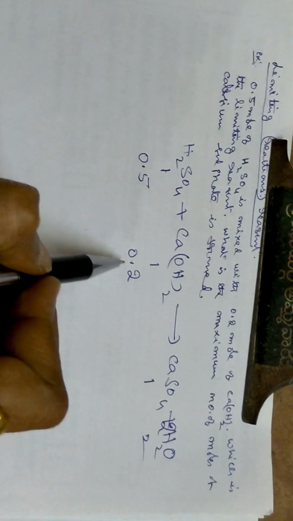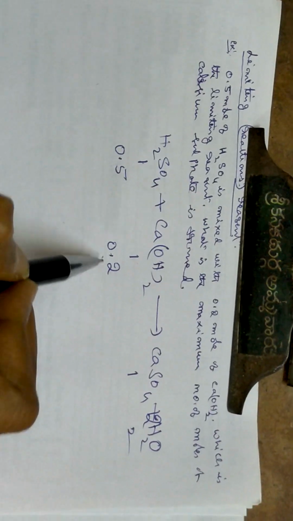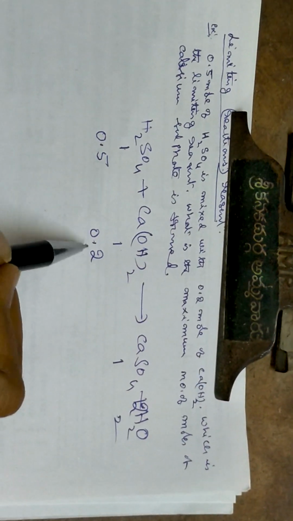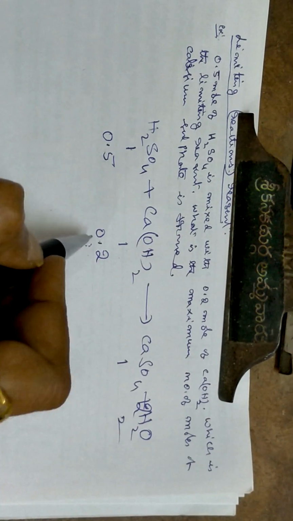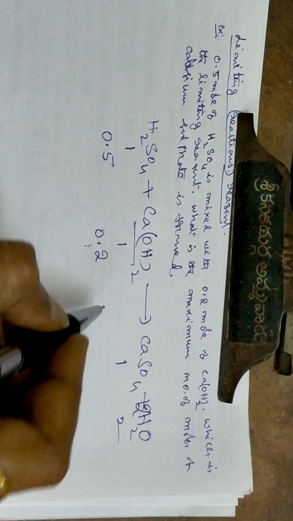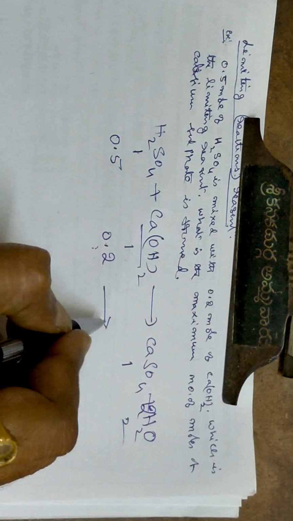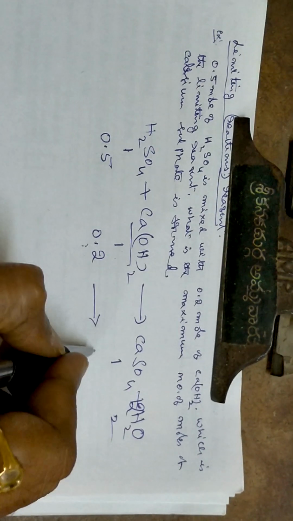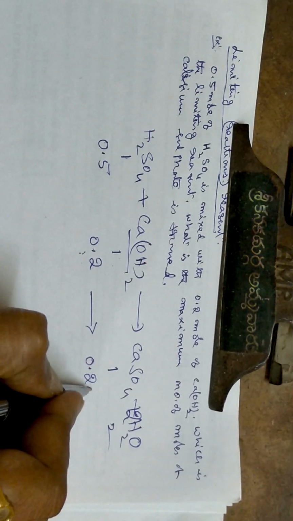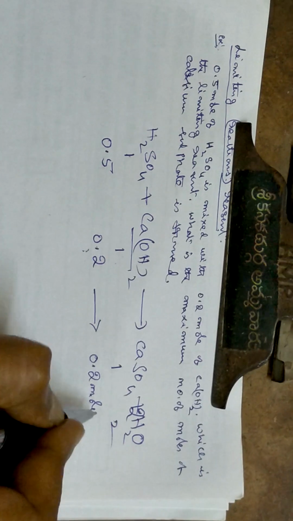So here the lesser amount is calcium hydroxide, so it is the limiting agent. If somebody asks how much calcium sulfate is formed as product, it is 0.2 mole. Very simple. Okay, this is the one.